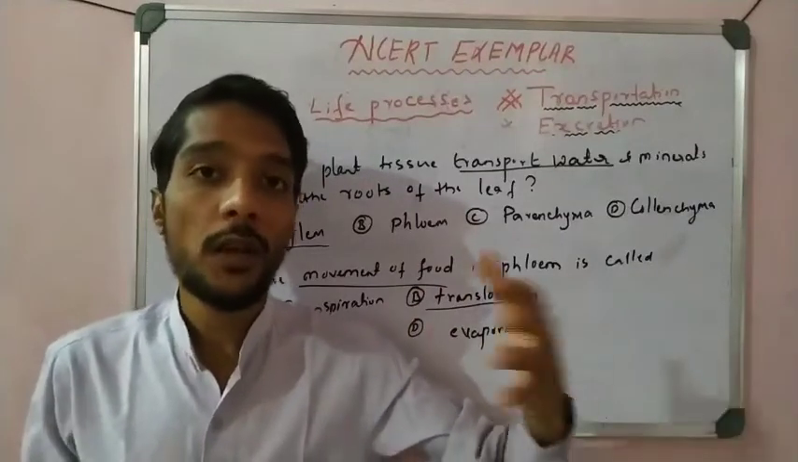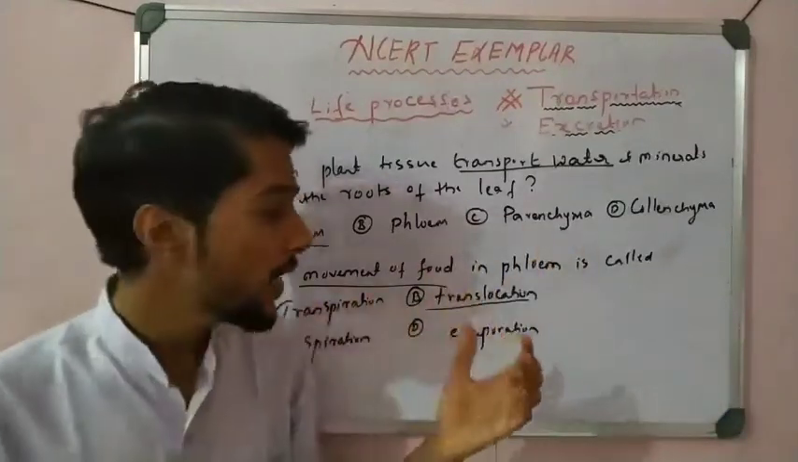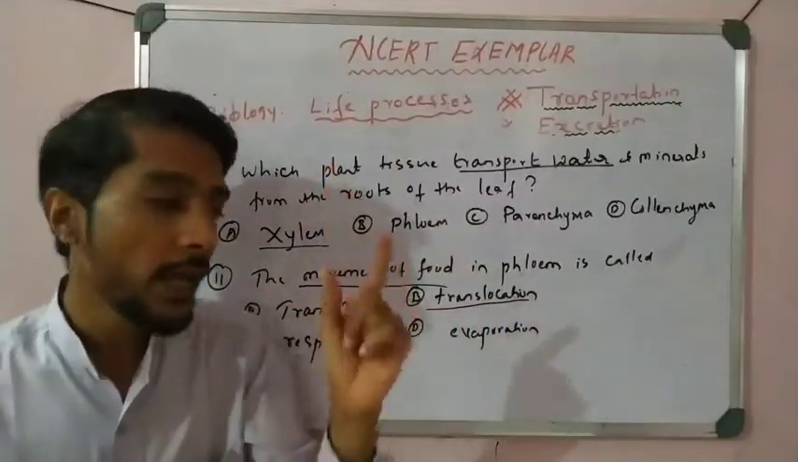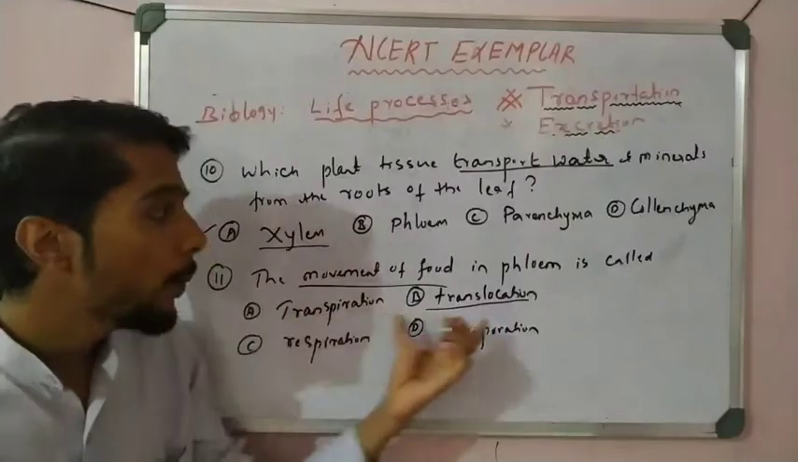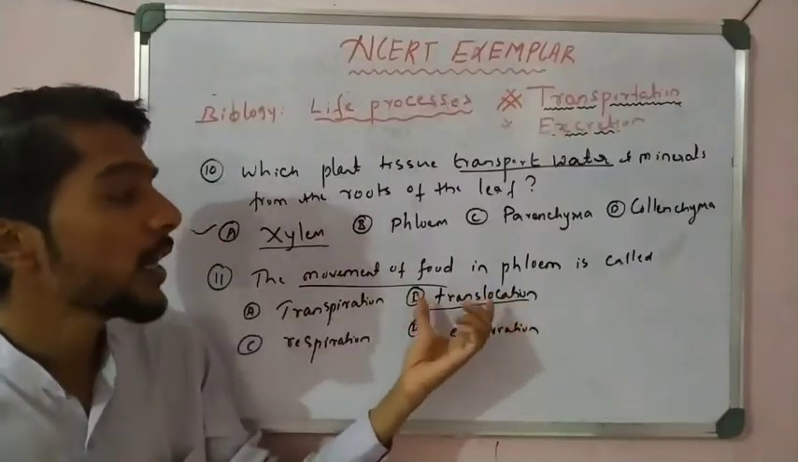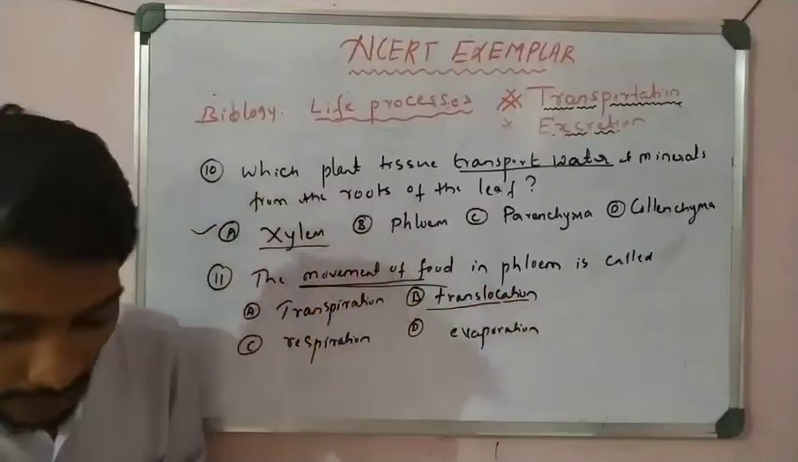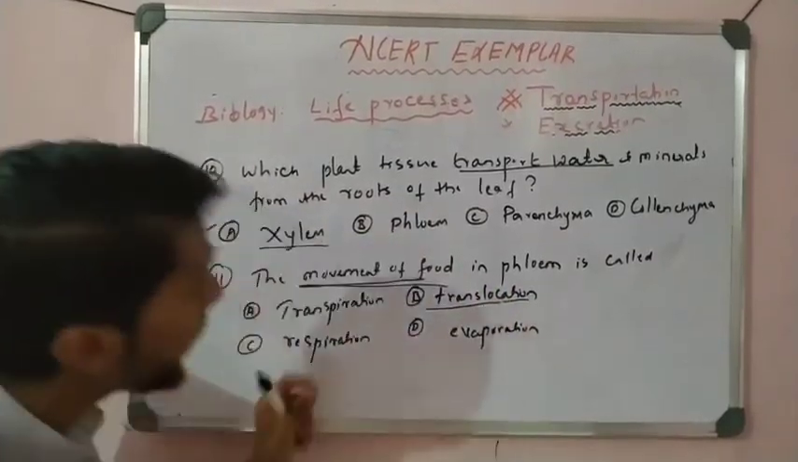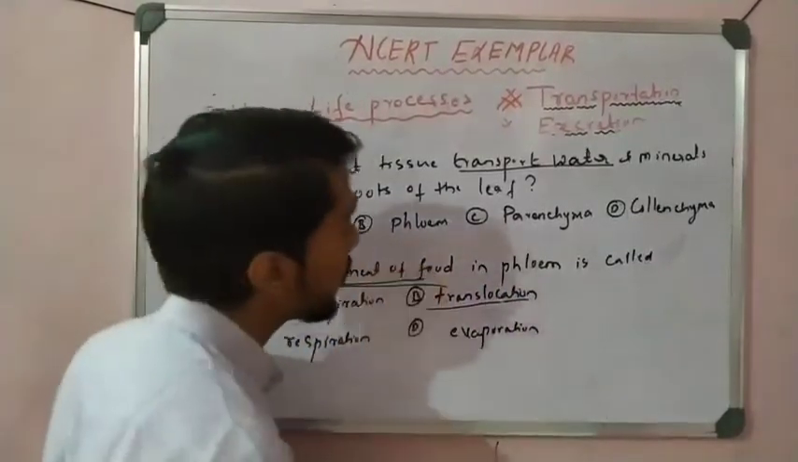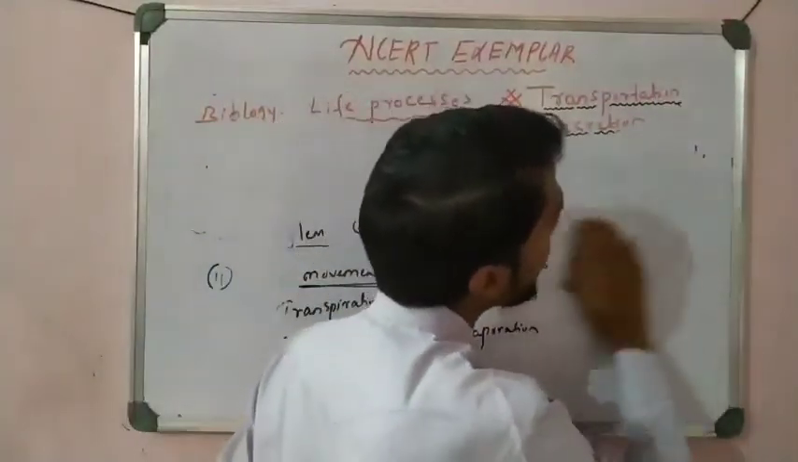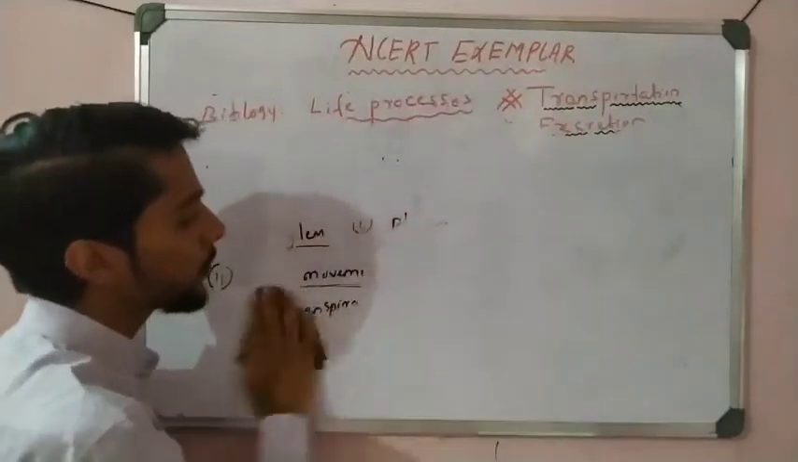We already learned that translocation is the process of movement of the product of photosynthesis from one part of the body to another part, in all directions. And transpiration is unidirectional, only in the upward direction. So the movement of food is related to translocation, right? That is a very important definition and an important MCQ to remember. So practice all the definitions related to the life process chapter, right, students? Now come to some more questions.